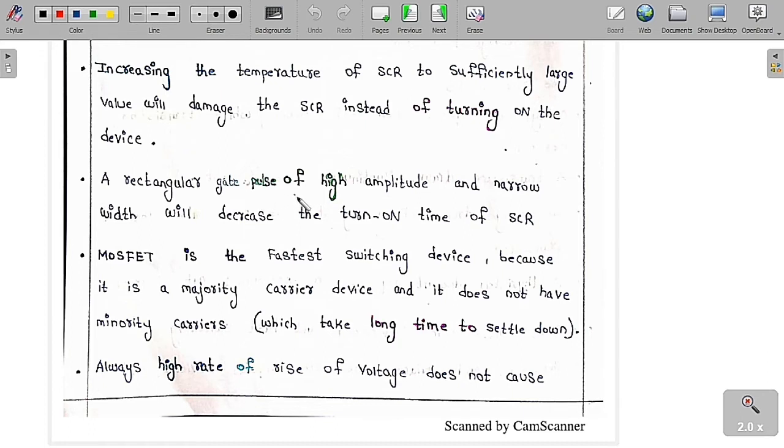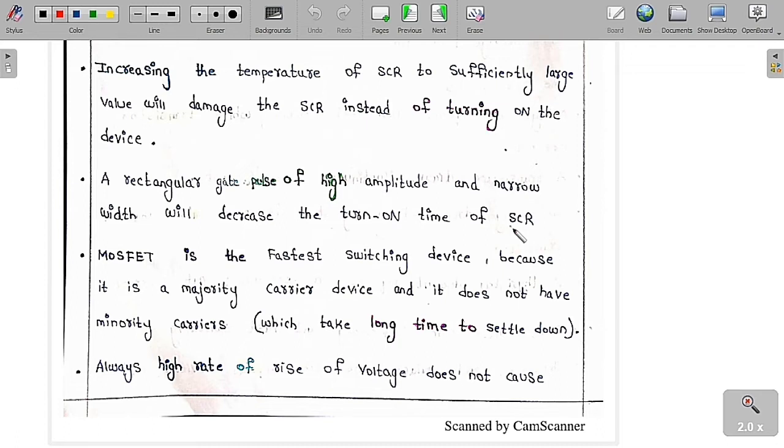A rectangular gate pulse of high amplitude and narrow width will decrease the turn on time of SCR. See, I have already told you the turn off time is directly proportional to temperature. The turn off time of SCR is directly proportional to temperature of operation. Remember this important point: the turn off time of an SCR is directly proportional to temperature.